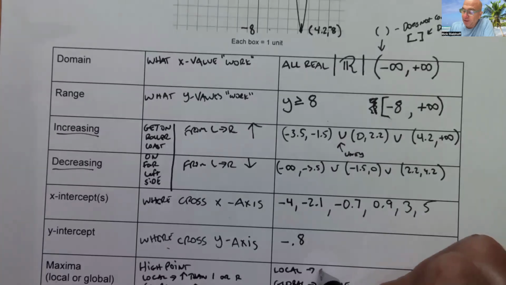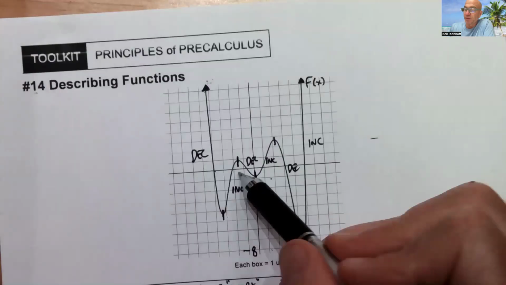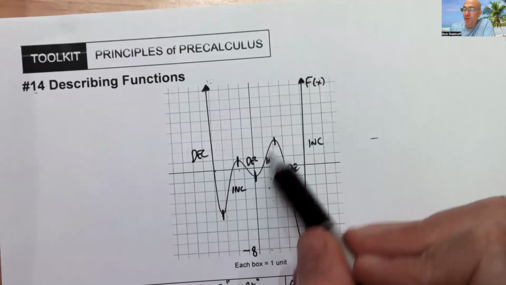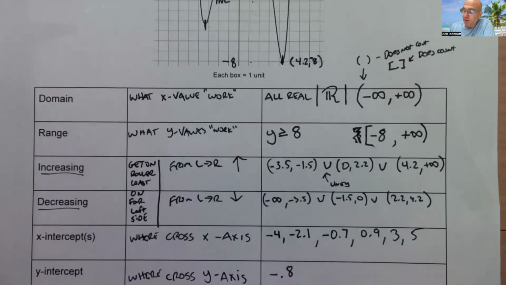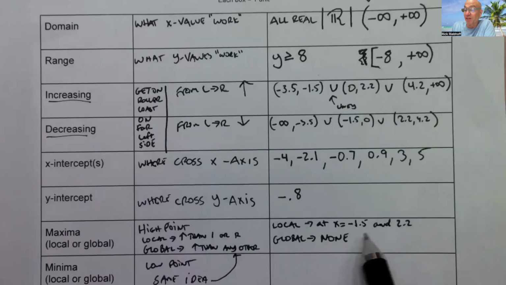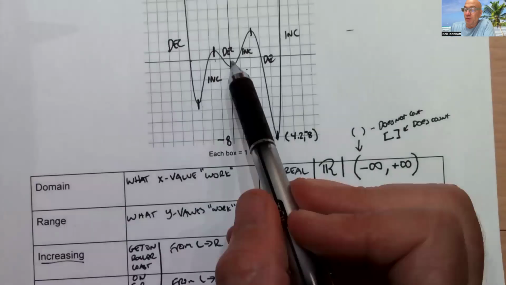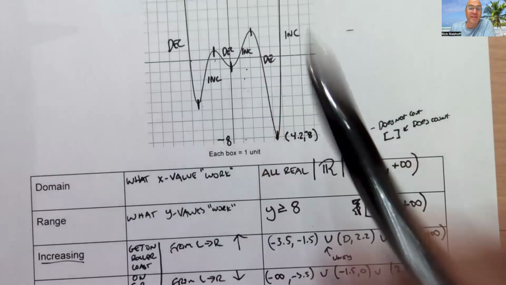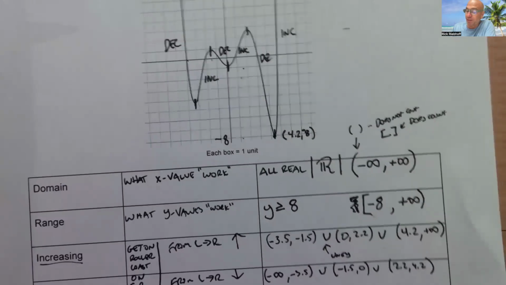At x equals negative 1.5, there's a max, right? We see it right there. Where else is there a local maximum, a local high point? Right here, I think we call that 2.2. So I'm saying where the x value is. I could also say the point: negative 1.5 comma 0.8, 2.1 comma 2.7. You can name the point or you can name the x value. Okay, that's the common way to do it.